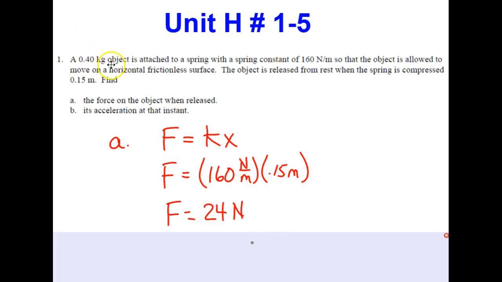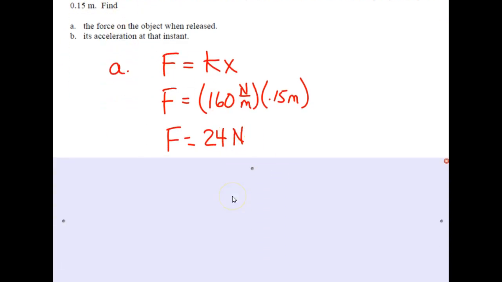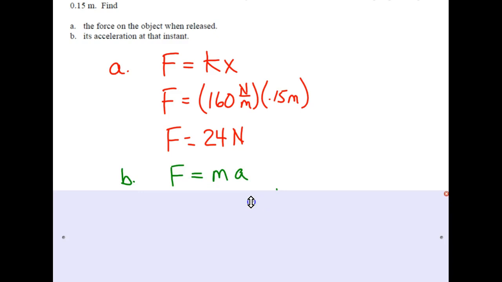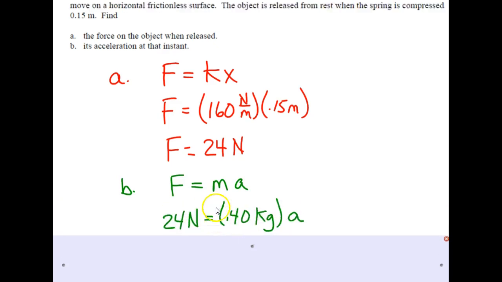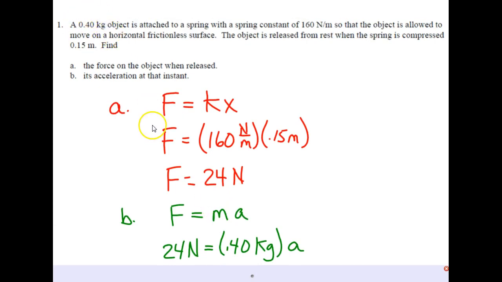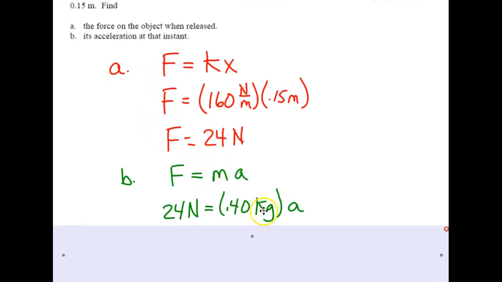They gave us the mass, so to find the acceleration, we're simply going to apply F equals ma. Our force of 24 newtons equals 0.40 kilograms times the acceleration. Divide both sides by 0.4, and we should get an acceleration of 60 meters per second squared.